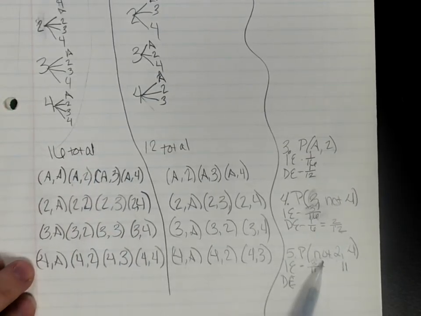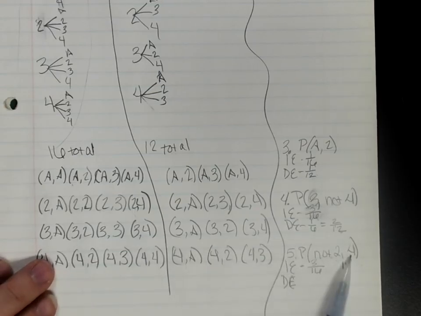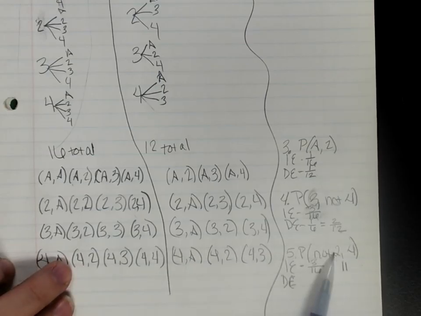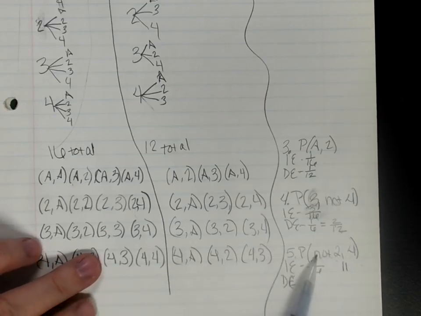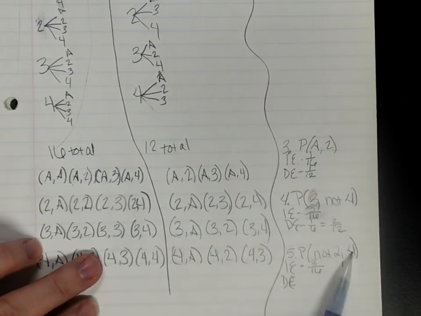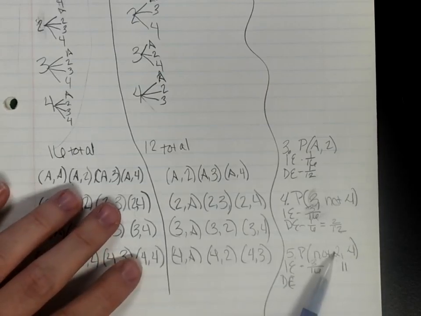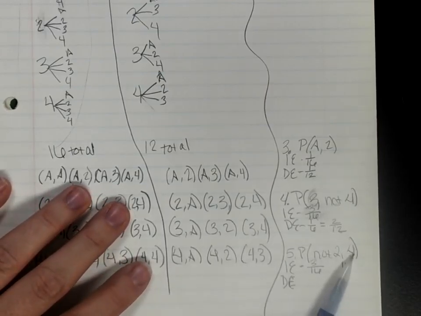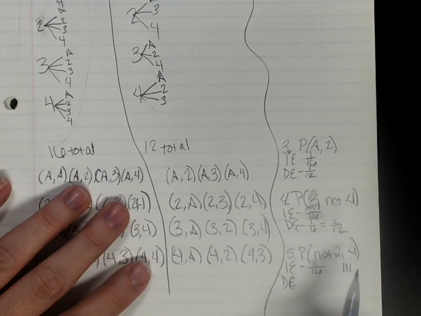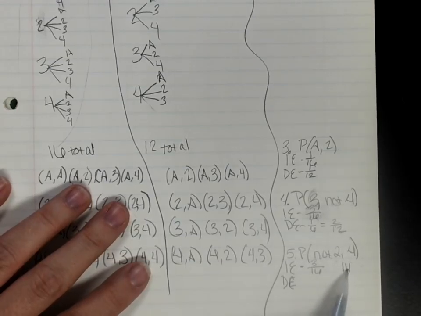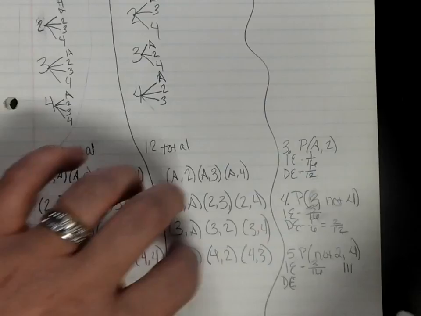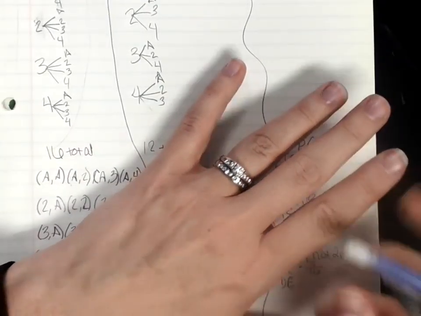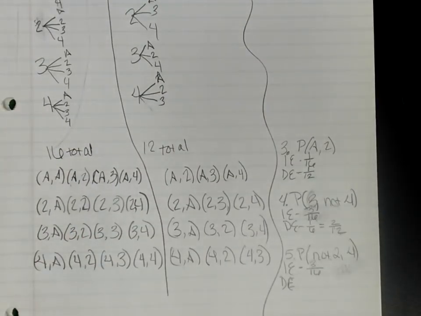Is 4 not 2? 4 is not 2. Is A 4? No. Is 4 not 2? Yes. Is 2 4? No. Is 3 4? Is 4 not 2? Yes. Is 4 4? Yes. So that's another one. So how many total outcomes do we have that fit the bill? 3. And how many total outcomes are there altogether? 16. Do you see why it's 3 16ths, Caitlin? Yes.